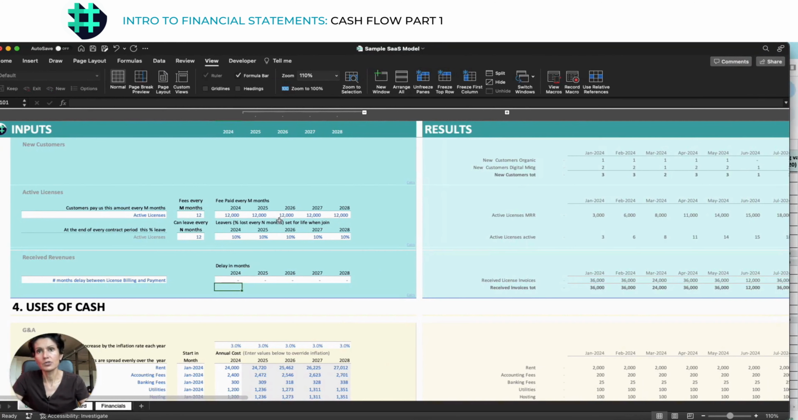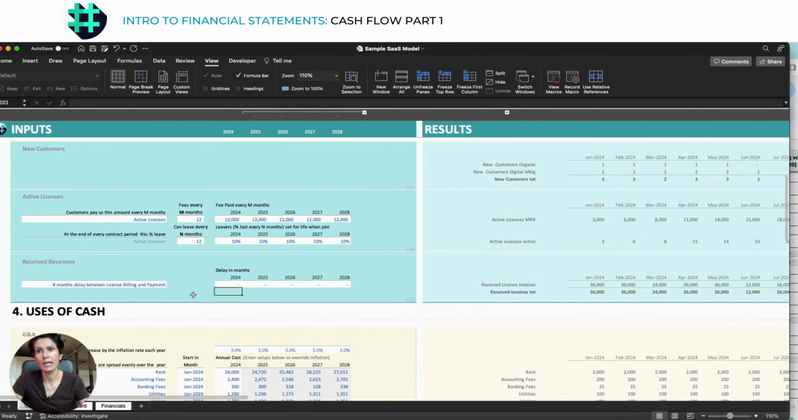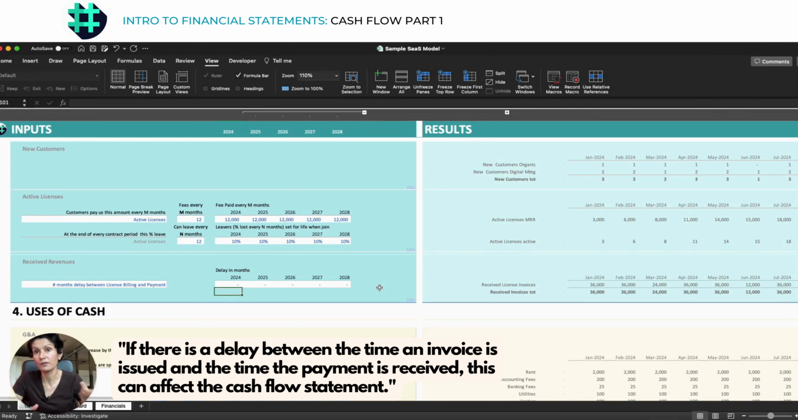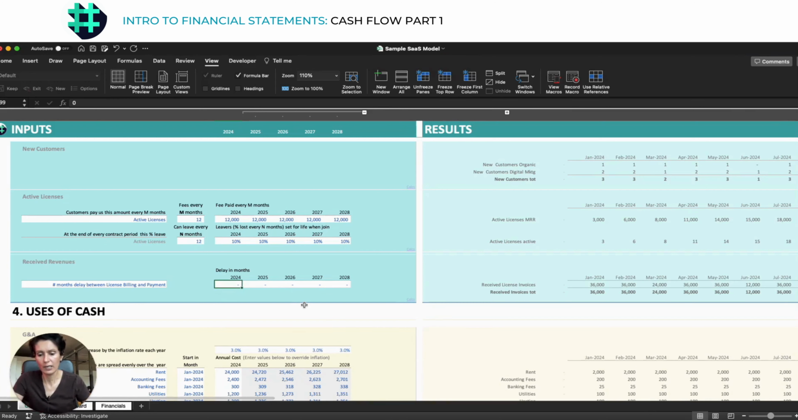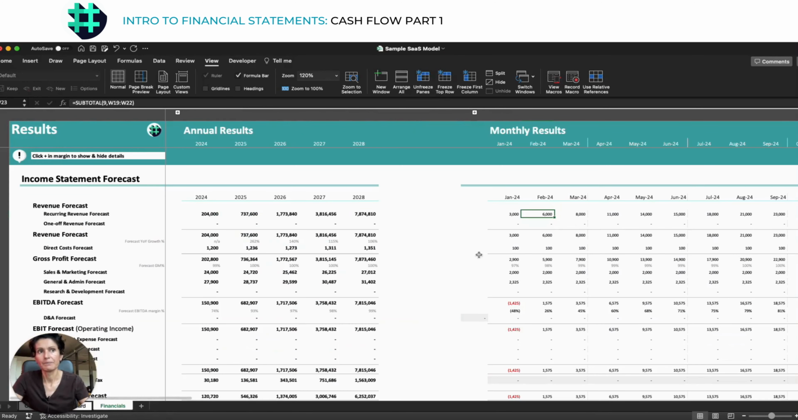So one of the things that you need to be vigilant about is that if, for example, you have a delay between the time that you issue an invoice and the time that you actually receive that payment from your customers, you want to make sure that you're mindful and aware of that, because you don't want to be in a position where you're expecting cash and you don't actually receive it. And the way that we do that in our model is we say, okay, well, there's going to be 60-day payment terms.